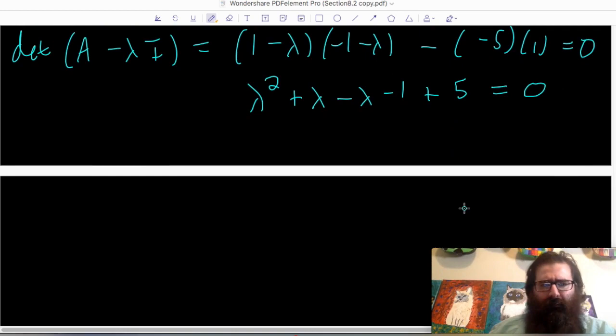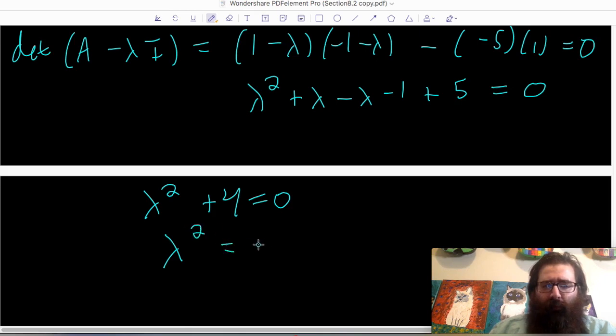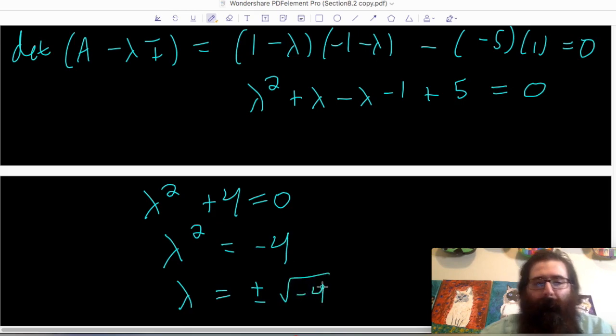What happens next? Well, lambda squared, of course. Lambda minus lambda cancels. Negative 1 plus 5 gives us plus 4 equals 0. And then now if I go to solve, let's say if I subtract 4 over, I get lambda squared equals negative 4. So then lambda is plus or minus the square root of negative 4.